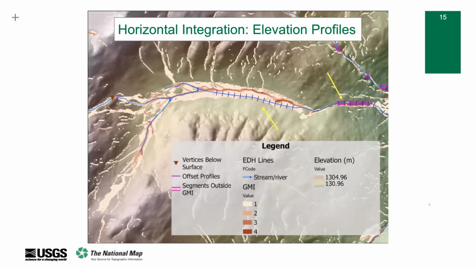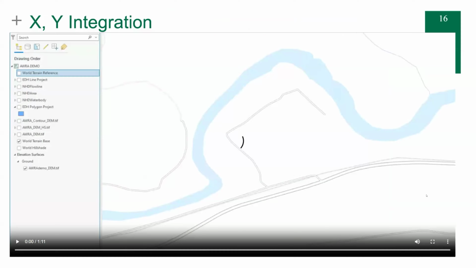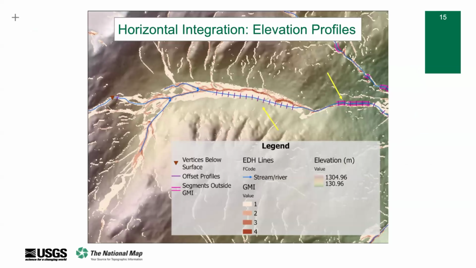So here's our example again with offset profiles added. Those are the purple profiles perpendicular to the blue lines. And that's now finding what we saw before, which is that this stream is not the lowest spot in this valley. One side of those profiles is lower than the stream, so it's up on the slope. That's what this check finds. We also use all these outputs together to get a full picture of the quality of the horizontal and vertical placement within the data set.